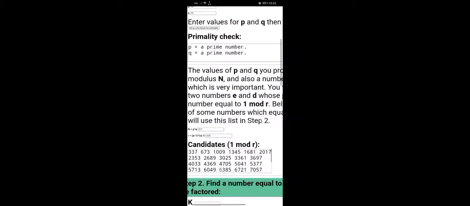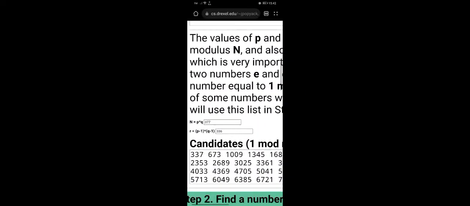So this is the P and Q. The product of P and Q, 13 times 29, is 377. Then P minus 1, 13 minus 1 equals 12, times 29 minus 1 equals 28. 12 times 28 is 336. And these are the candidates of 1 mod R.